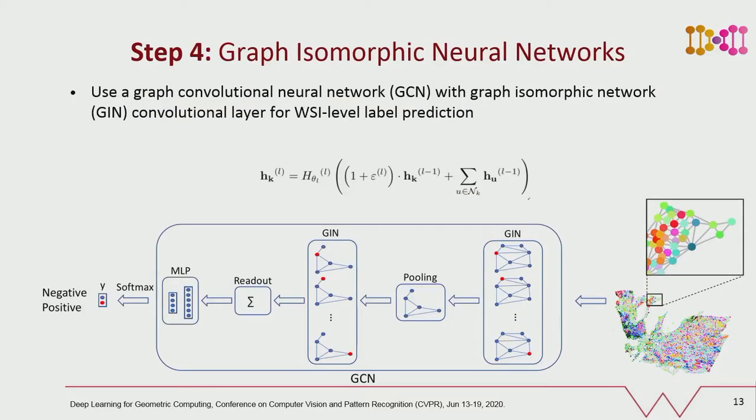We then use a graph isomorphic neural network to generate slide level predictions directly from the slide graph. This thus overcomes the aggregation problem faced by conventional approaches.